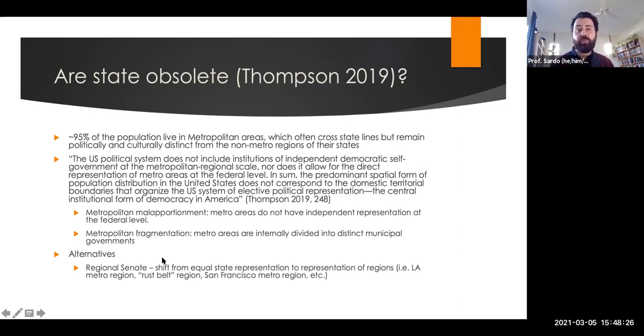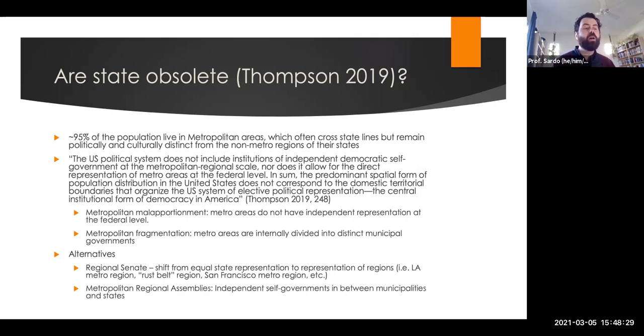But this would potentially provide for better representation at the federal level and create independent self-governments in between city governments or local governments and the state governments that are regional and transcend this boundary. So having an LA Metro Regional Assembly that would include not just Los Angeles proper, but all of the suburbs, including parts of neighboring counties as well, all that are impacted by Los Angeles.